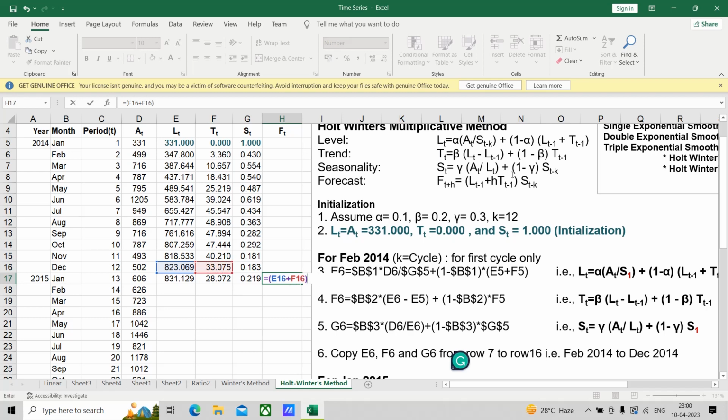Then we need the multiplication sign, so we put a star for multiplication. Then we have to enter T is 13 and minus K is 12. 13 minus 12, that is S1, and the value of S1 is this G5. So we click here on G5 and press enter. Now the forecasting value is 856.14.